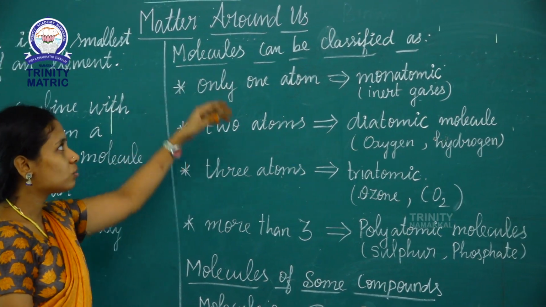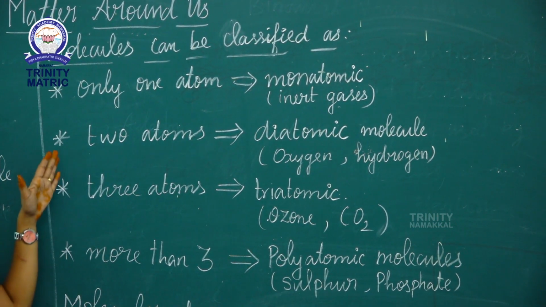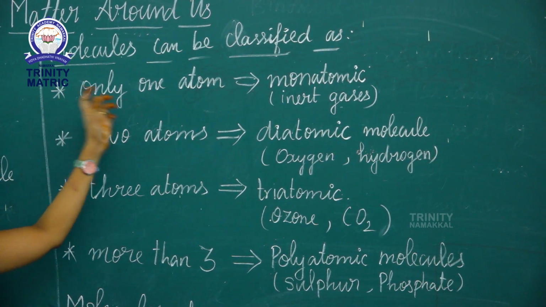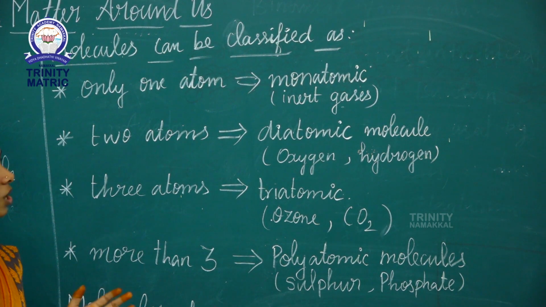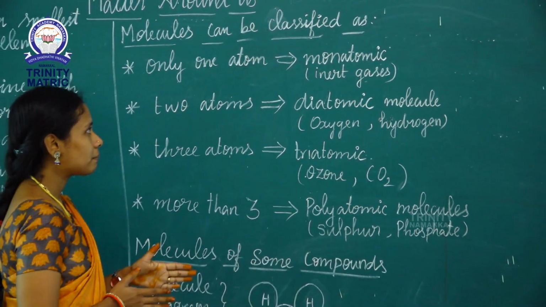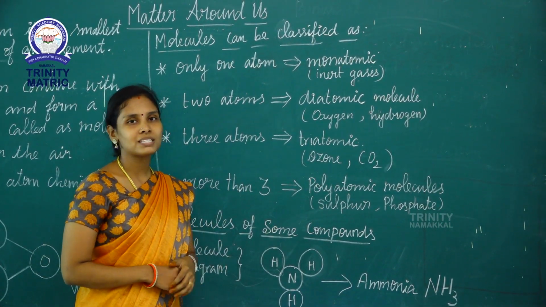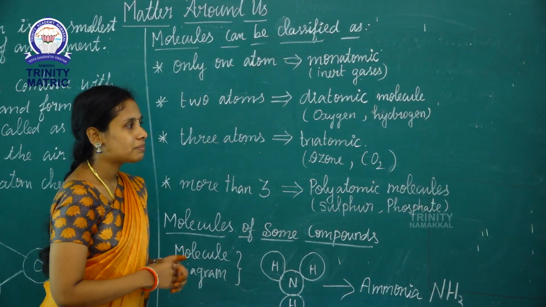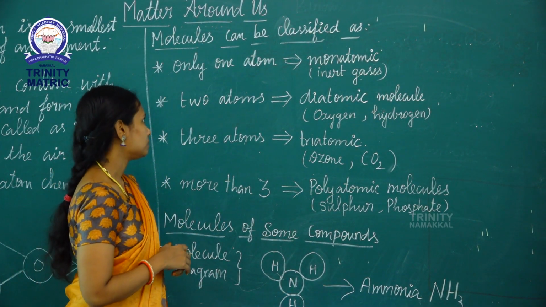Okay. Molecules can be classified into four types. A molecule that contains only one atom is called a monoatomic molecule. Example, inert gases. Inert gases means inactive elements. That means helium, neon, krypton, xenon, etc.